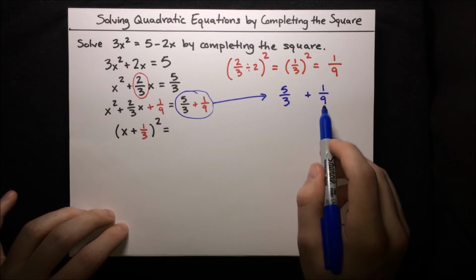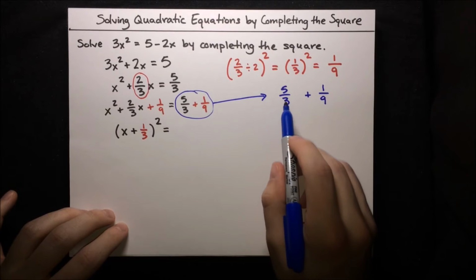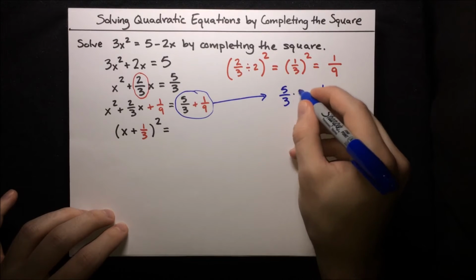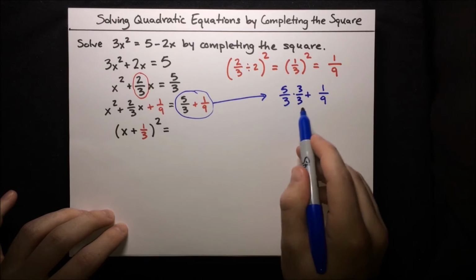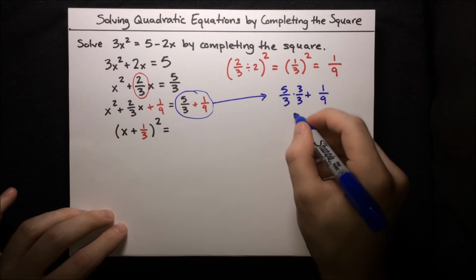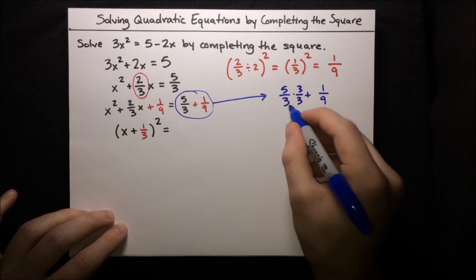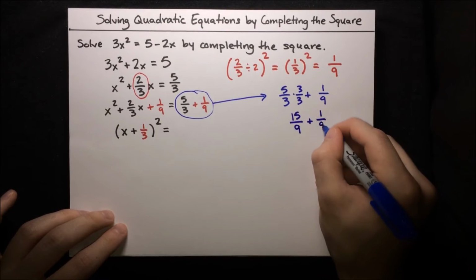What's the least common multiple? Well, 9 is a multiple of 3. So we can just multiply this fraction 5/3 by 3/3 to get to a denominator of 9, because 3 times 3 makes 9. So let's go ahead and do that. 5 times 3 is 15, then over 3 times 3 is 9, then plus 1/9.